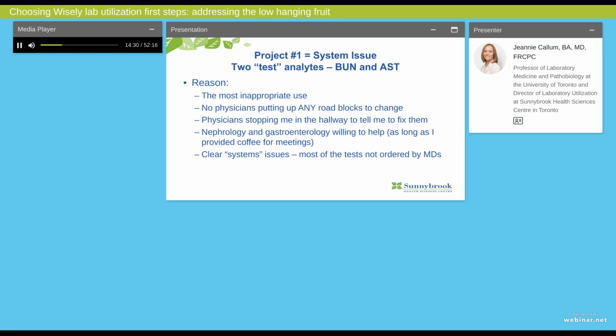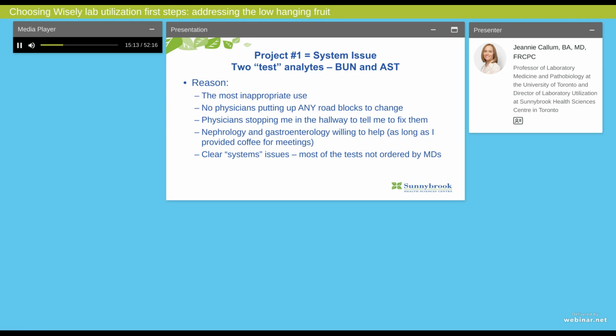Okay. Now I'm going to transition, and I'm going to talk about 3 projects that we decided to focus on. The first one was the urea and the AST. The reason for this is the urea was one of the most common tests after the CBC done at my hospital, so there's lots of room for improvement. Not a single physician was putting up any roadblocks to change. They kept saying, oh my goodness, you need to fix this. Docs were stopping me in the hallway saying, Jeannie, we're ordering way too many of these tests. Can't you somehow figure out how to get the computers to stop ordering these?